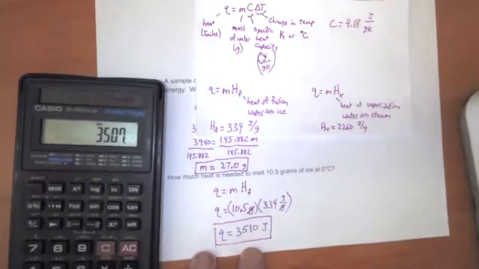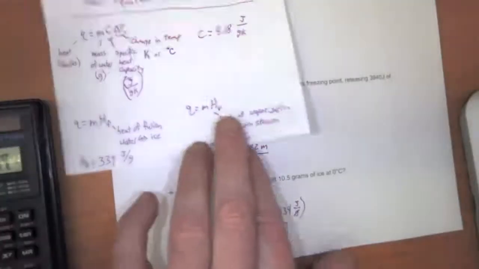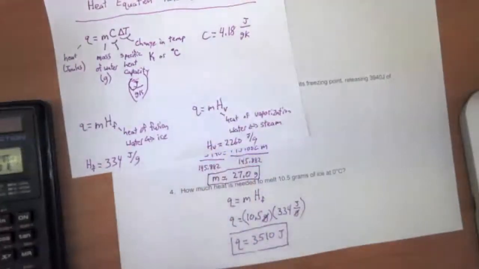All right, so that gives you a sense, as I say, if we were working with steam, we would use the heat of vaporization constant instead of the heat of fusion constant. But that kind of gives you an idea of how you're going to solve all the kinds of problems we have with the heat equation. It's just a matter of using your calculator and using a tiny bit of algebra knowledge from your math classes.